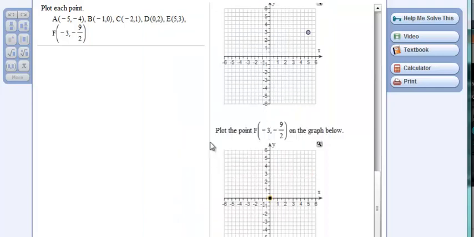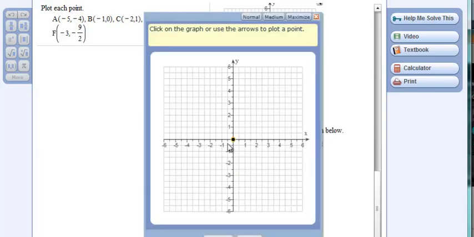Good job. And then last but not least is F, which is negative 3 and then negative 9 over 2. And it would probably help you to simplify this into a mixed number so you know where you're going. 9 over 2 is going to simplify down to 4 and 1/2. And so that means we have to go down 4 and 1/2. But let's go to the left, negative 3, because you have to do your x value first. And then the negative 9 over 2 is negative 4 1/2, so we have to go down.